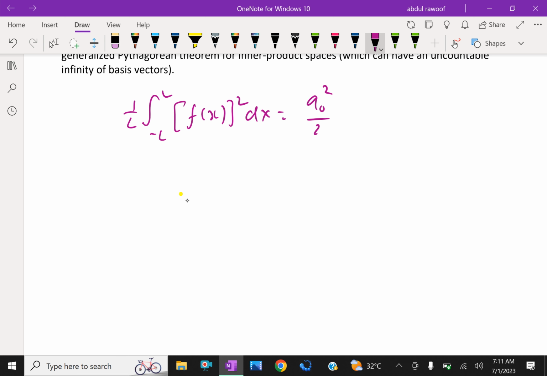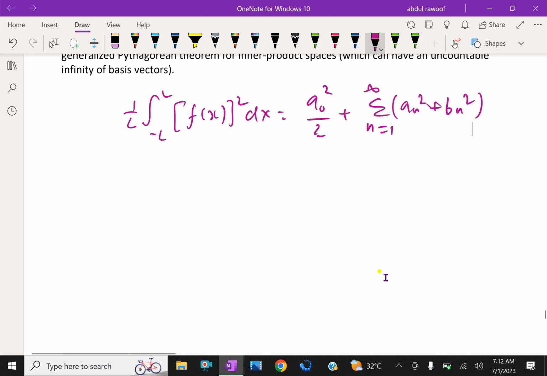a1 square plus b1 square. The Parseval identity for limits minus L to L and f of x converges uniformly to f of x, where this integral is assumed to exist. So, if the integral is assumed to exist, then it's a Parseval identity. Now, let us prove it.